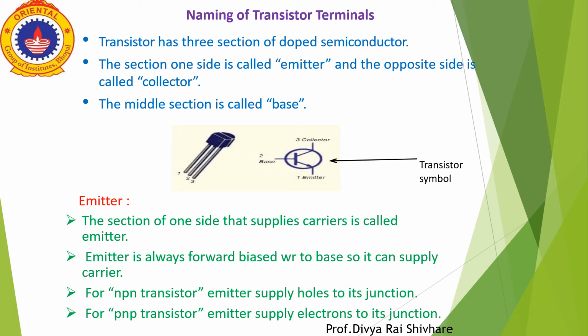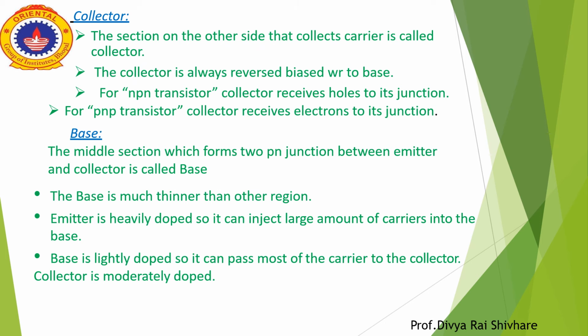Now the emitter terminal. First one, the section of one side that supplies carriers is called emitter. Emitter is always forward biased with respect to base, so it can supply carriers. For NPN transistor, emitter supplies electrons to its junction, and for PNP transistor, emitter supplies holes to its junction.